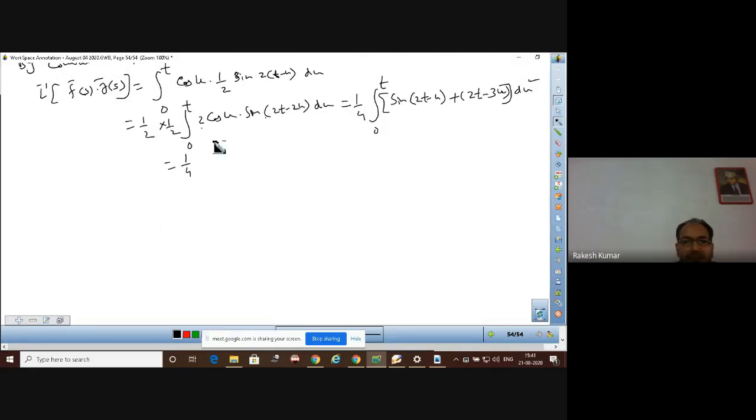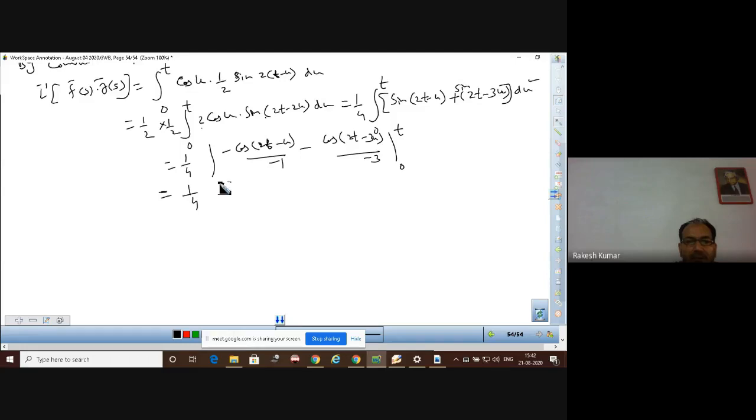The integration of sine is minus cos of 2t minus u upon minus 1, and there should also be minus cos of 2t minus 3u upon 3. The limits are 0 to t. So 1 by 4, then cos of 2t minus u plus cos of 2t minus 3u, with limits 0 to t.